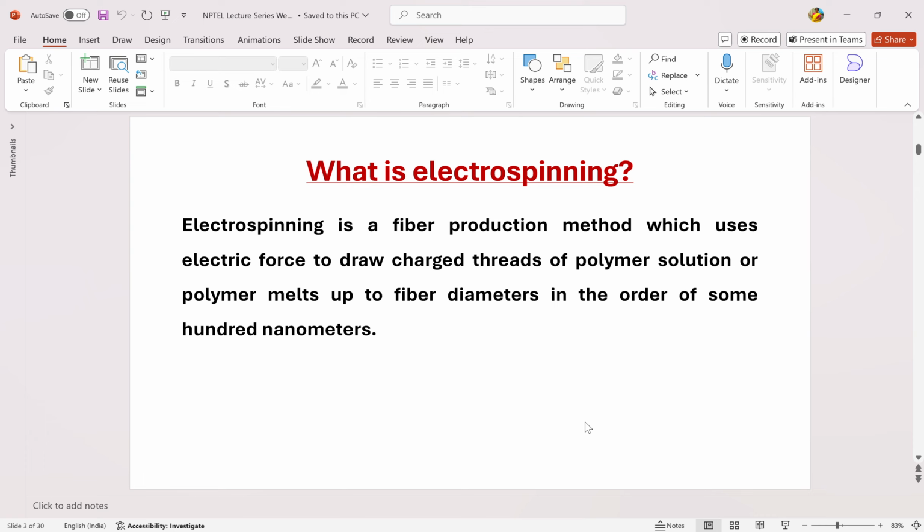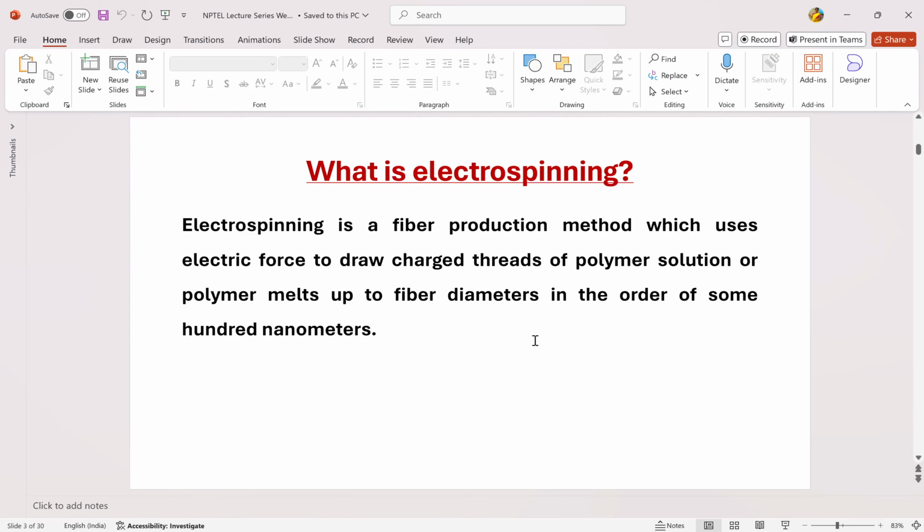Okay. So this is what electrospinning is. Basically, you're taking a polymer solution and charging it. You're applying a charge to it. So your polymer solution has to have some conductivity. Non-conductive polymers will be very difficult to spin because they will not have any charge.